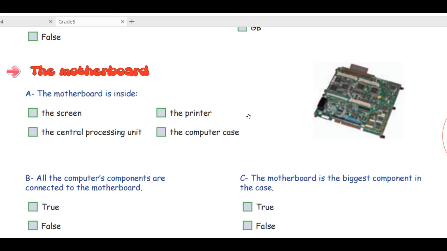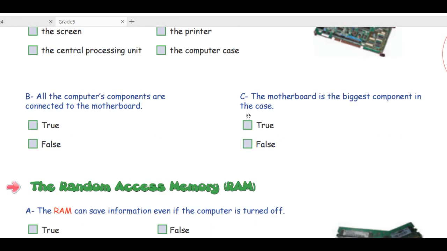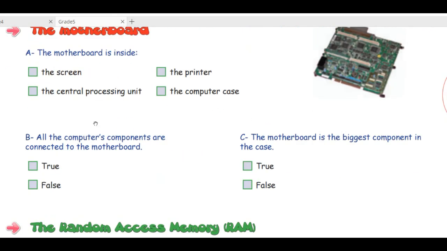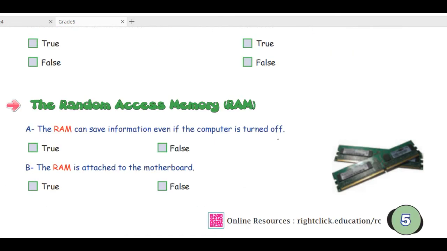Second, we go to the motherboard. You define what is a motherboard that links all the parts in the computer, even if it's inside the system unit or if it's outside the system unit. And of course, there are three questions concerning the motherboard, and at the end of this lesson we'll ask a few questions regarding the RAM. Can it save even if the computer is turned off? It's false. And the RAM is attached to the motherboard, of course it is true.